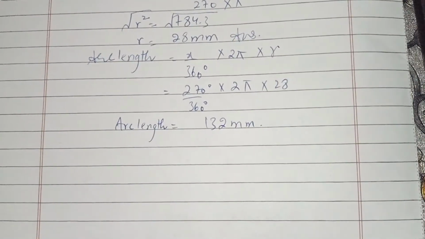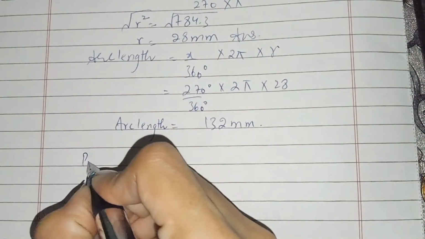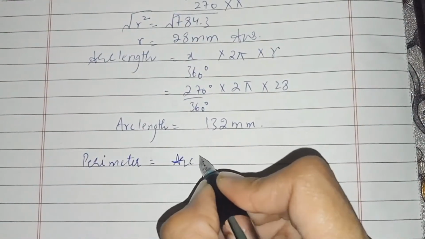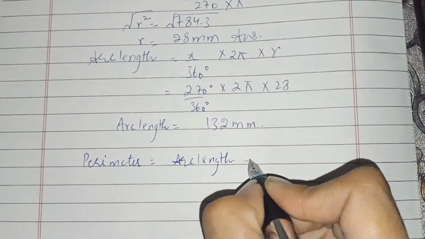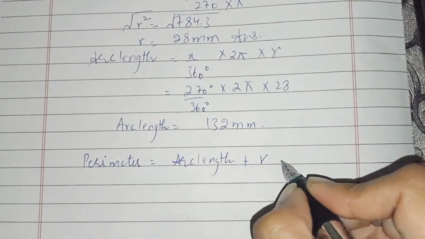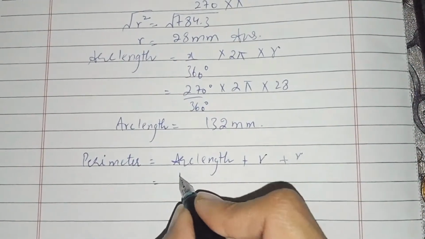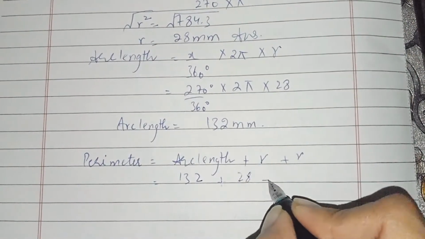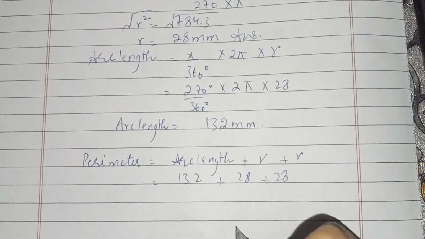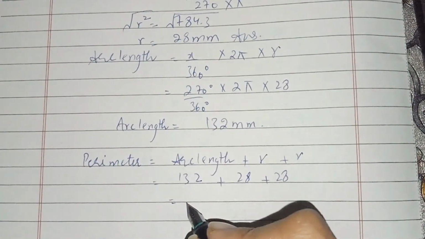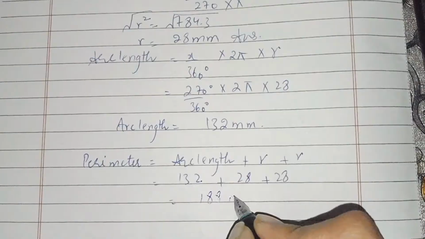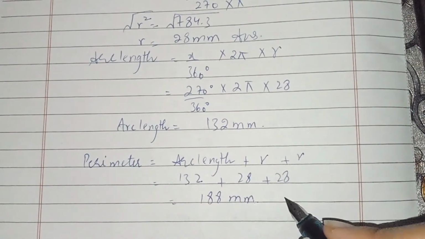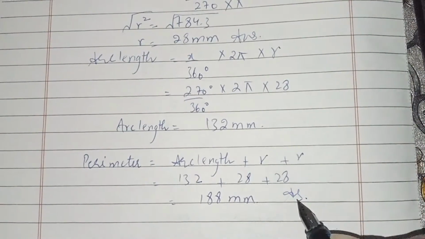And in the third part, we have to find the perimeter. Perimeter, you know, is equal to arc length plus radius and radius. Arc length we found is 132, and this is 28 and 28. By adding all these values, we get 188 millimeters. And now students, these are the answers of part number C. Now it's solved.